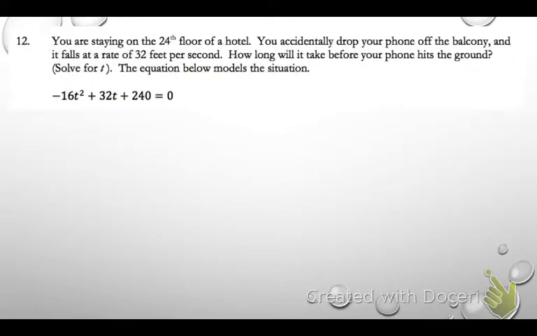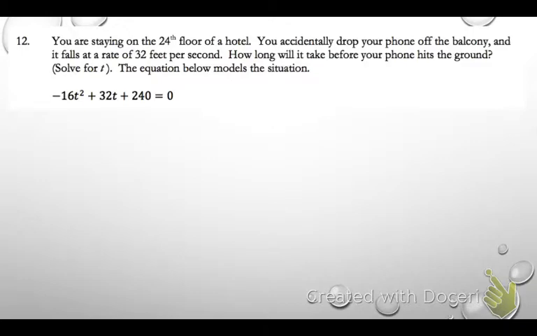All right, let's look at our last problem. So you're staying on the 24th floor of a hotel. You accidentally drop your phone off the balcony and it falls at a rate of 32 feet per second. How long will it take before your phone hits the ground? So we're going to solve for t, time in seconds. And here's the equation that models the situation.